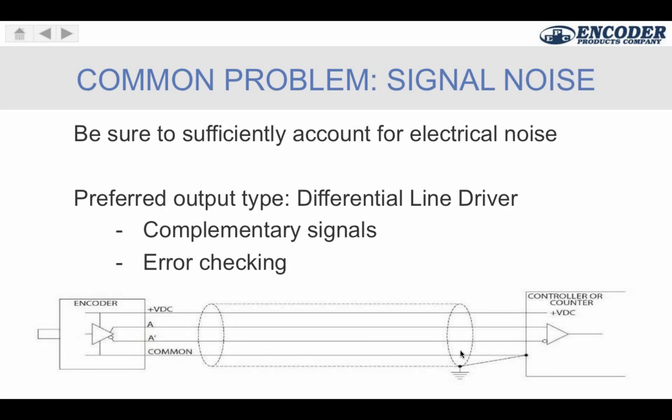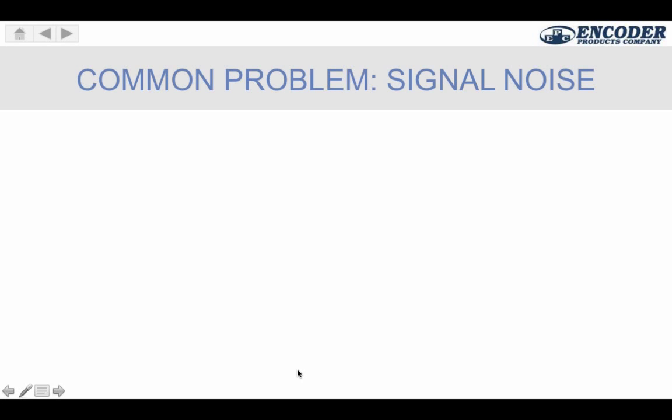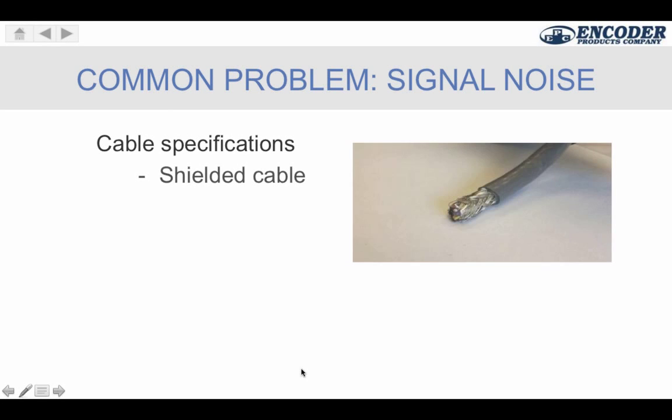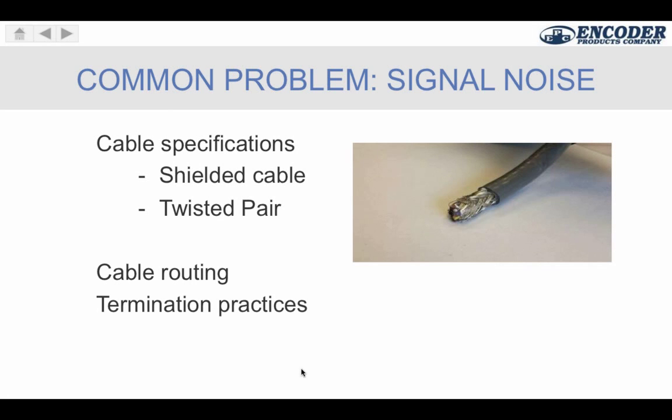One recommendation we have to overcome that potential problem is, whenever possible, we like to specify the differential line driver output. This provides capability for error checking due to the complementary signals on each of the channels, and the ability to drive voltage over long distances as well. So that would be our default recommendation. Of course, not always possible, but whenever possible, we would recommend that.